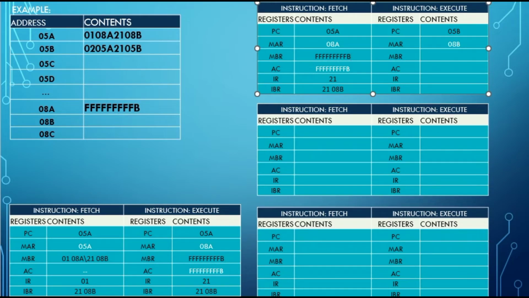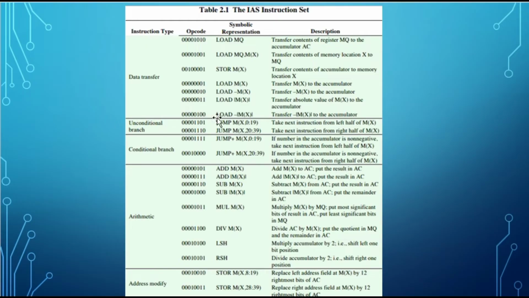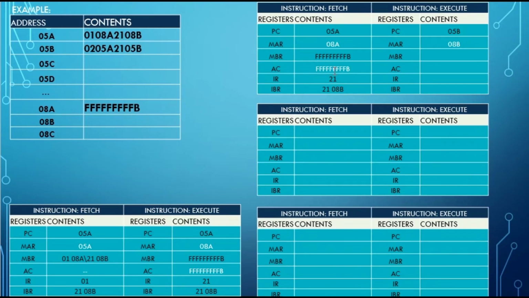So when we have the values like so, we say, okay, now let's execute this instruction. We're executing this instruction now, 21. If we go to our instruction set, 21 is this one: transfer contents of the accumulator to memory location X. So if we transfer all the content, our accumulator is going to have 1, 2, 3, 4, 5, 6, 7, 8, 9, 10, like so, right? And then now we start the entire cycle again.